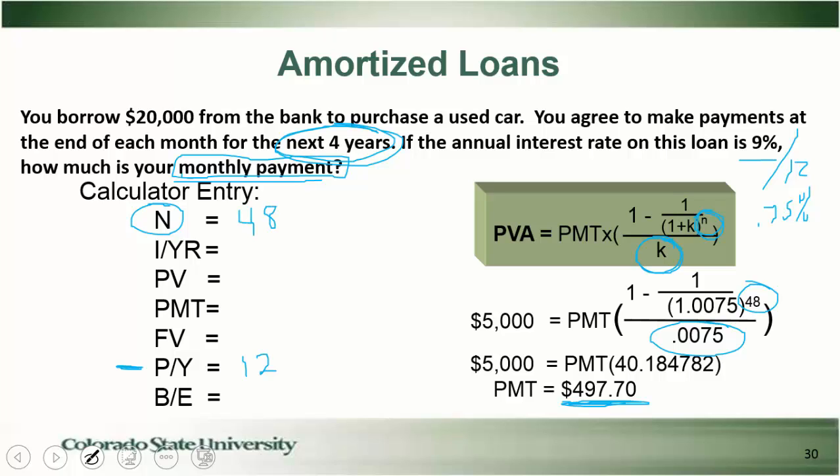48. And you might say, wait a minute, Chris, we put 12 down here, so the calculator should make the adjustment. It does not adjust N. If it did, that would be labeled Y, and you would always put years in there. It's labeled N for a reason. It's the total number of periods. So in this case, 48.